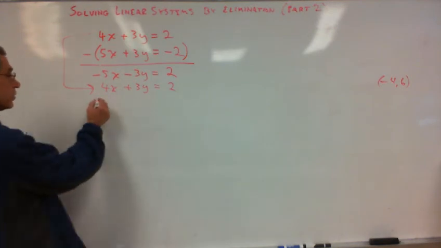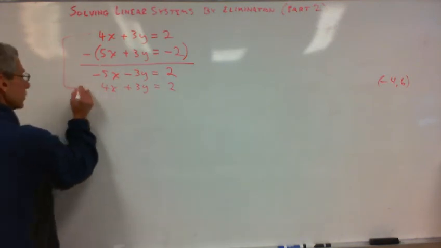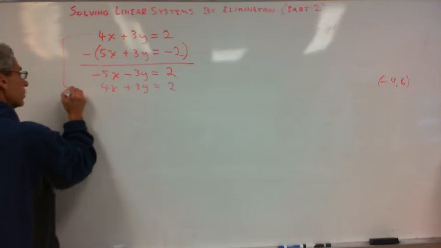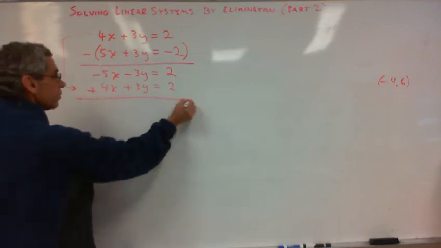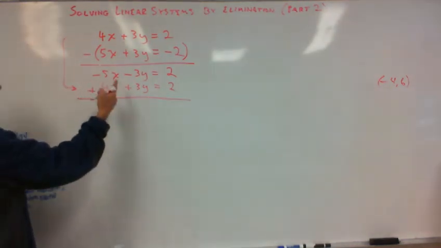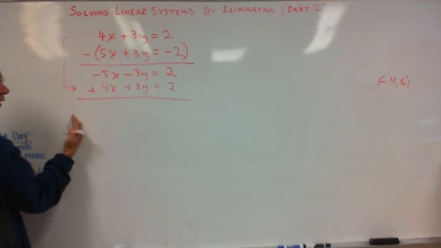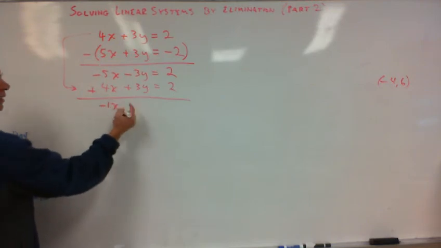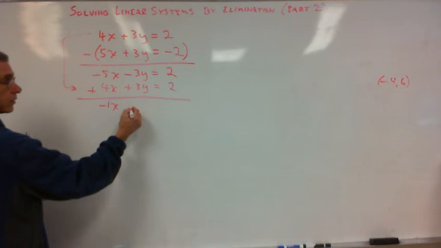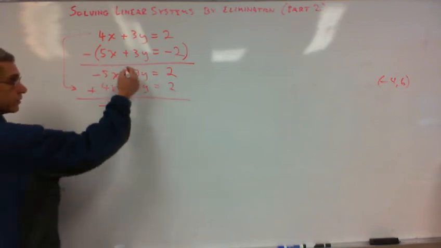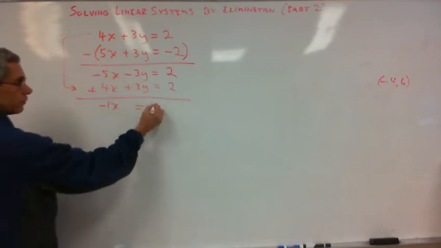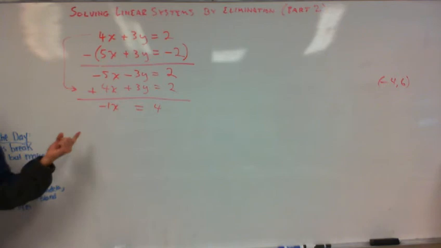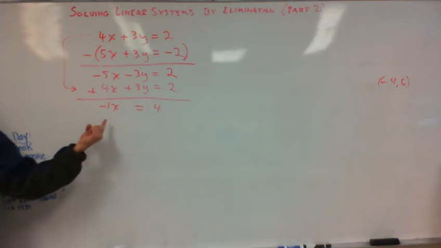Yeah. All right, so let's do that. Okay, so we're going to add, draw my line. So what is negative 5x plus 4x? Negative 1x, right? Or just negative x. And then we have this, which crosses out, equals 4. All right, it says negative x equals 4.